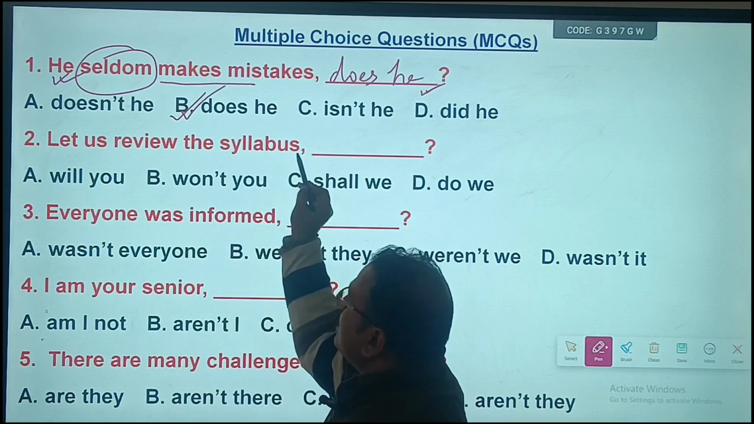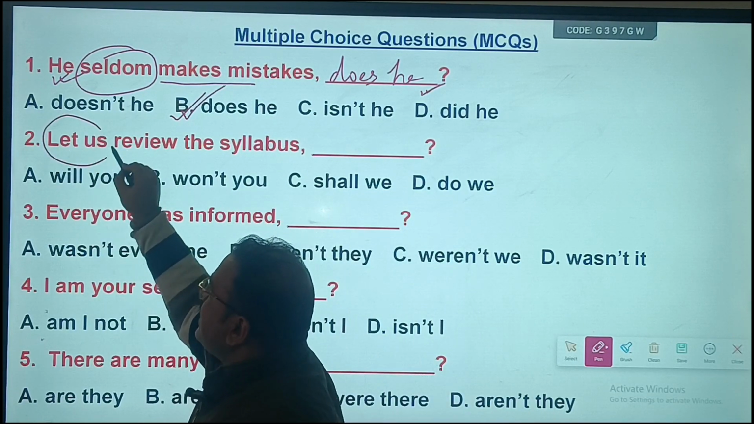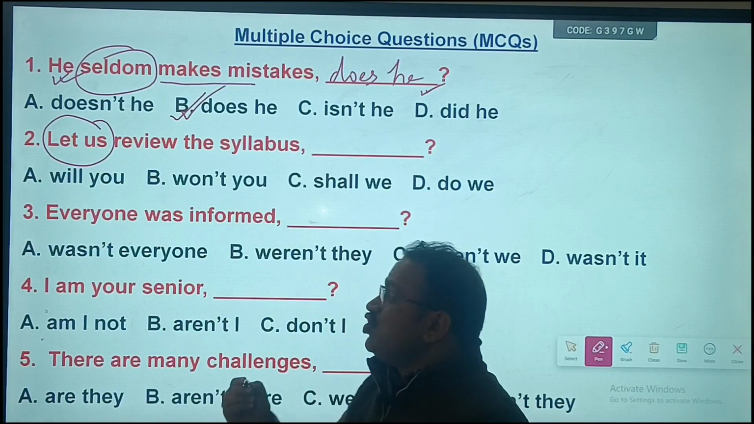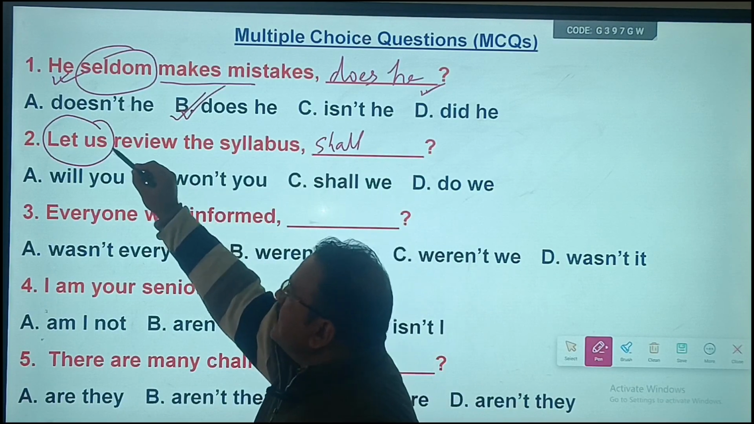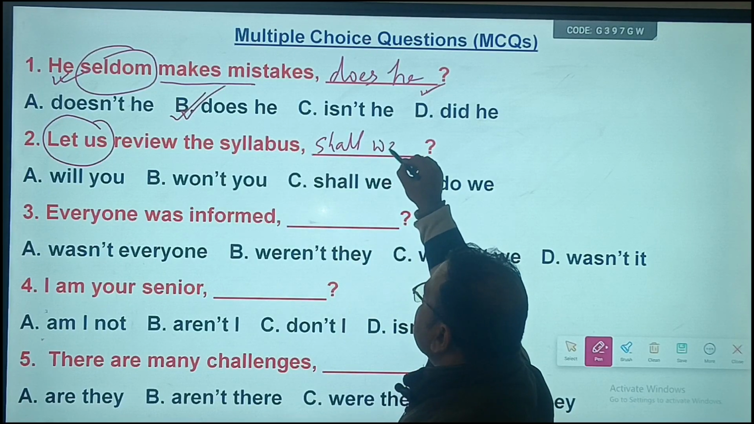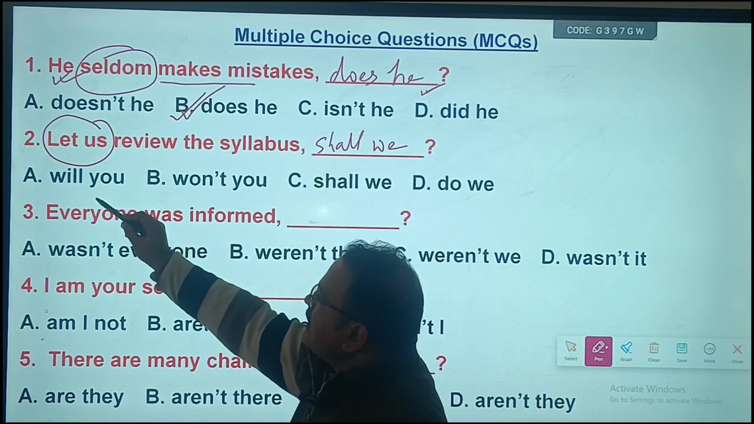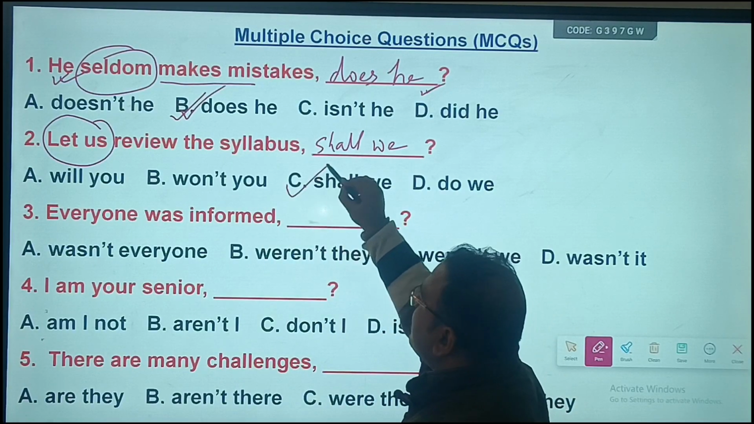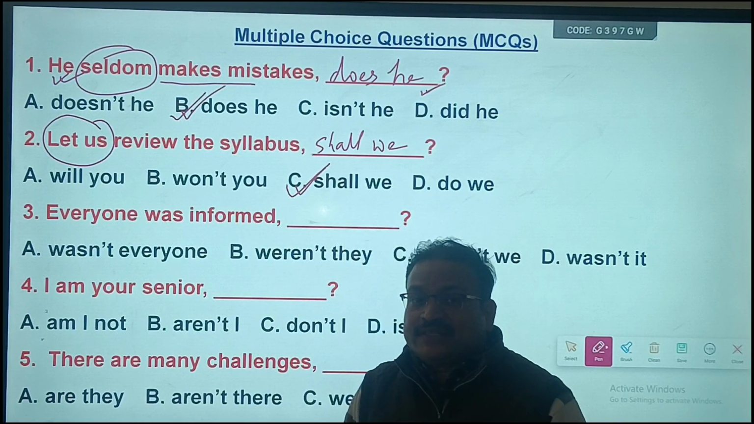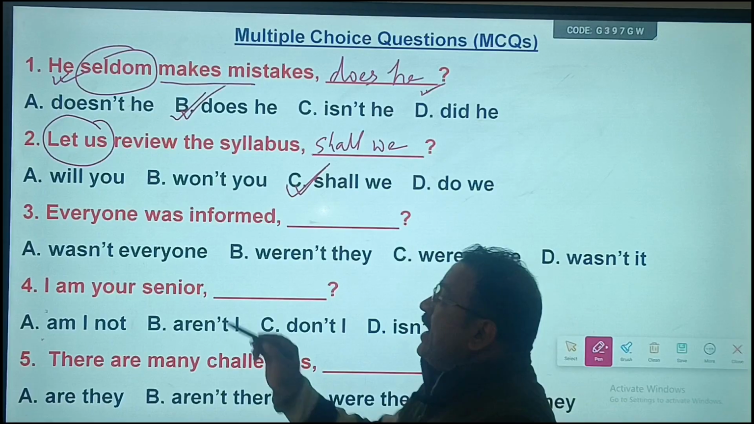Now let us review the syllabus. We have already discussed: let us is changed into what? Shall, and us is changed into we. Shall we. Let us find the correct answer. Will you, wrong. Won't you, wrong. Shall we. Here, option C is the correct one.